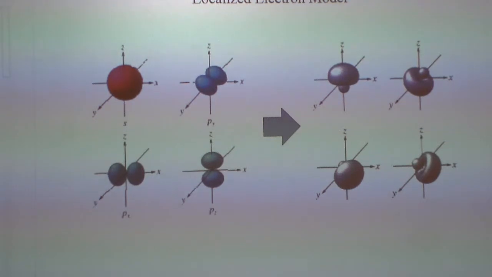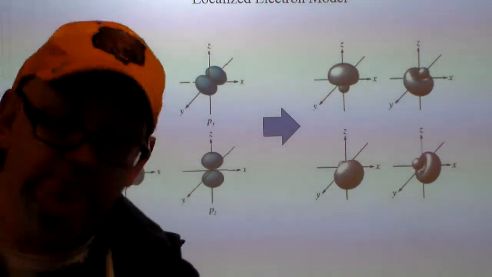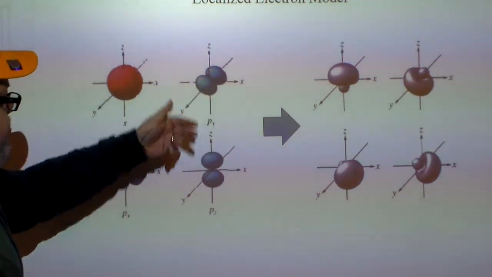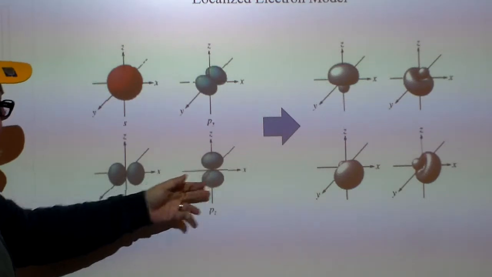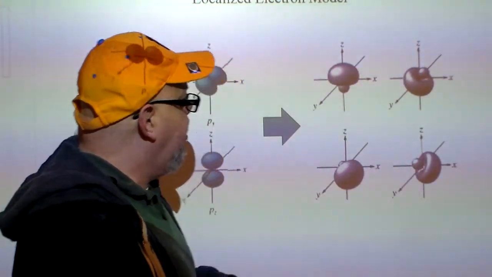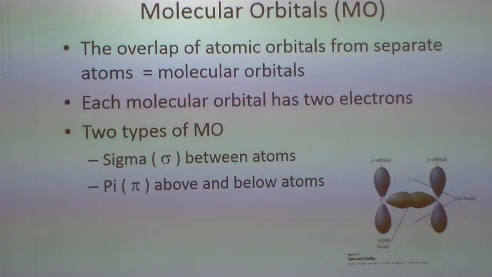So when we look at something like the localized electron model, this is one way we try to explain what is happening here, where you have your s and your p's, py, pz, px, and when they combine and hybridize, look how they turn out. They sort of turn out like a mushroom in a way. We talked about molecular orbitals.